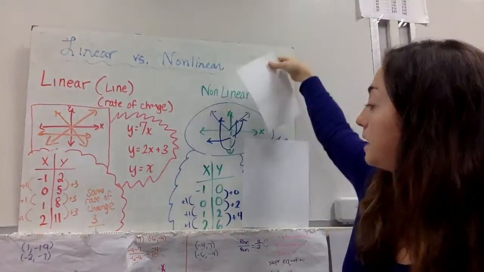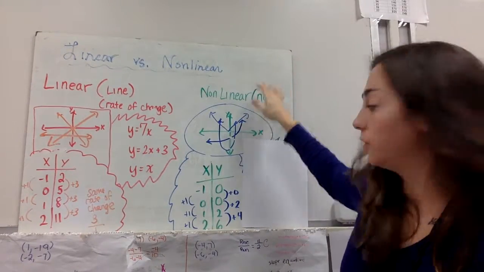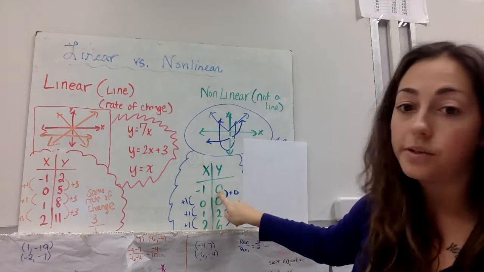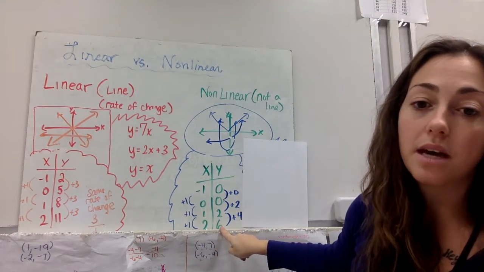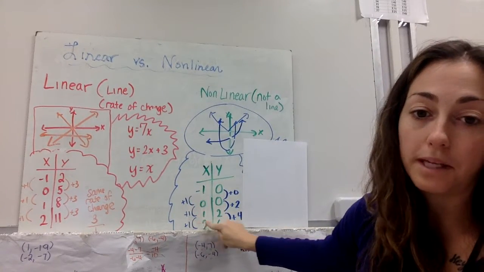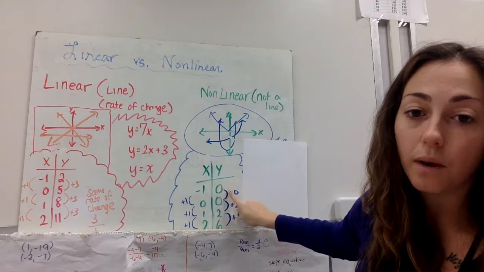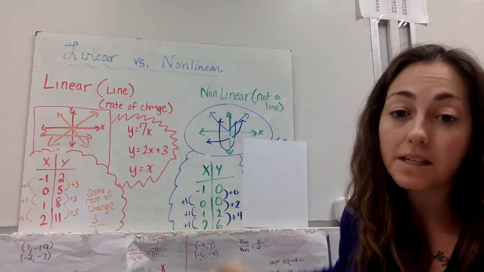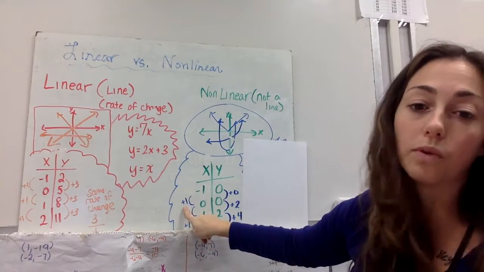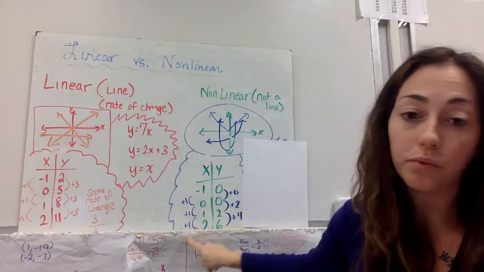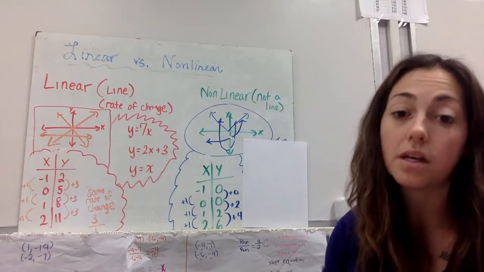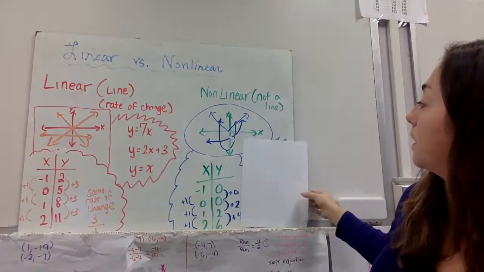Okay, if we have this table of values here, and you're looking at my x values, I've got -1, 0, 1, and 2. And my y values, I have 0, 0, 2, and 6. Every time on the x values, I'm going up plus 1, plus 1, plus 1. And on my y values, I'm going plus 0, plus 2, plus 4. You see how they're changing? It's not the same rate of change. 0 over 1 does not equal 2 over 1, does not equal 4 over 1. So that makes it not linear. So if you're looking at a table of values and you see a different rate of change, it's not linear.